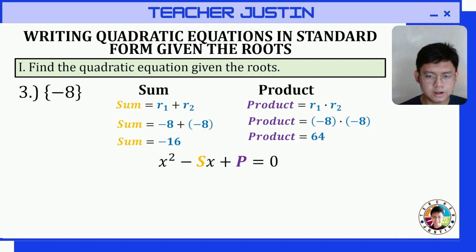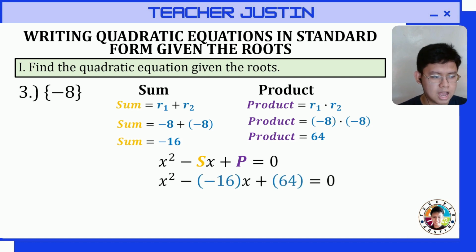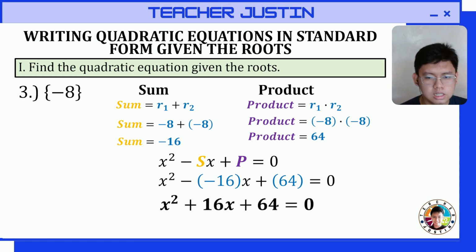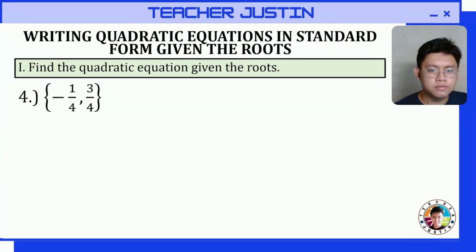So, let's substitute their value. So, we will have x squared minus negative 16x plus 64. Now, let's multiply the sign. So, negative times negative will be positive. So, magiging x squared plus 16x plus 64 is equal to 0. And that will be our quadratic equation. Alright, tada!